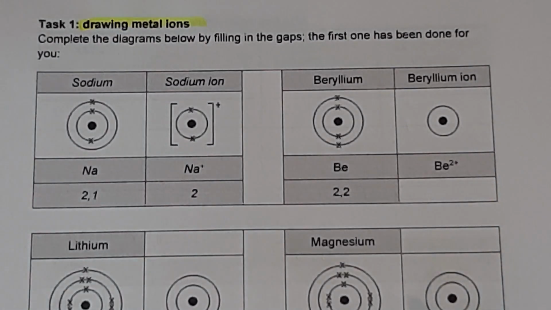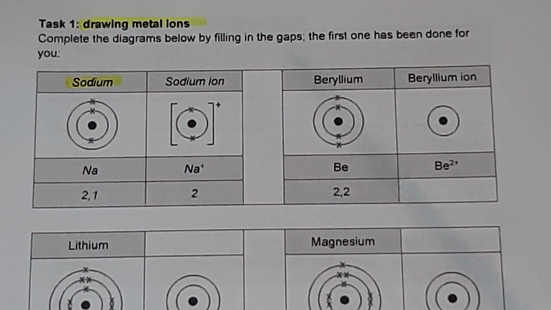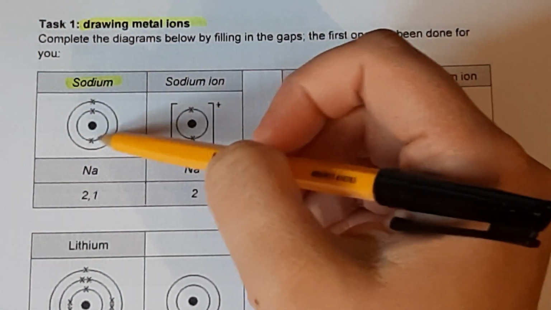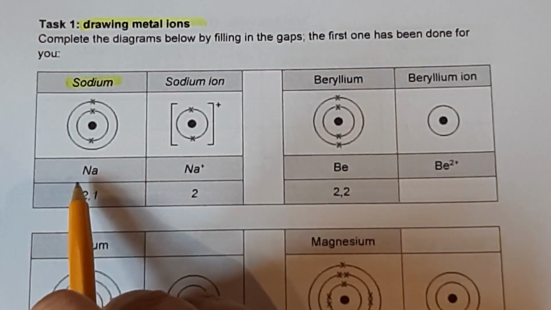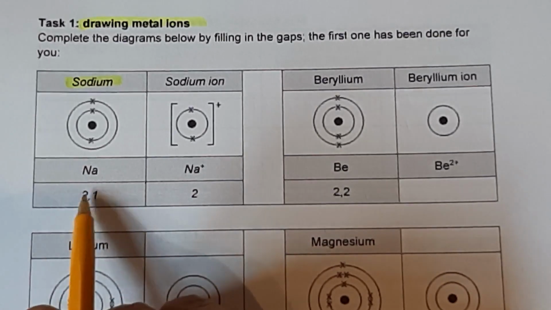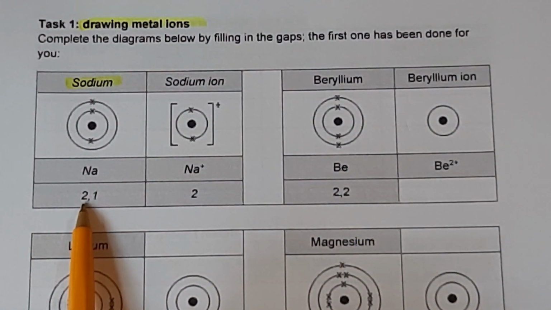for us. So this is sodium here, and sodium is a group 1 metal. It has 2 electrons in its inner shell and 1 electron in its outer shell. Its chemical symbol is Na, capital N, lowercase a. And so we've shown that it's got 2 electrons in its inner shell by writing 2, then a comma to show that the next shell only has 1.